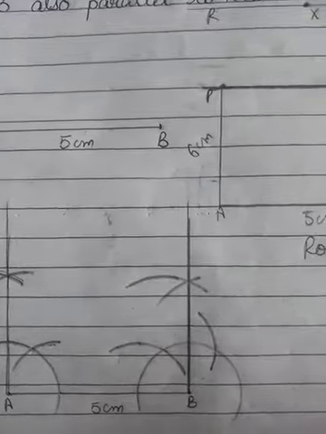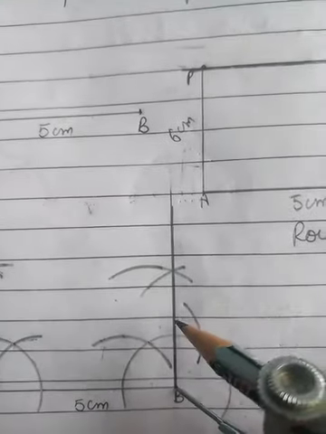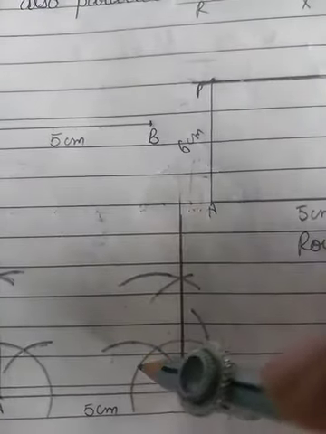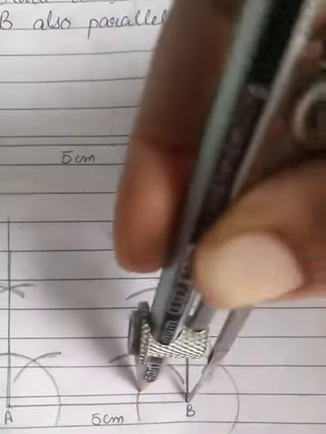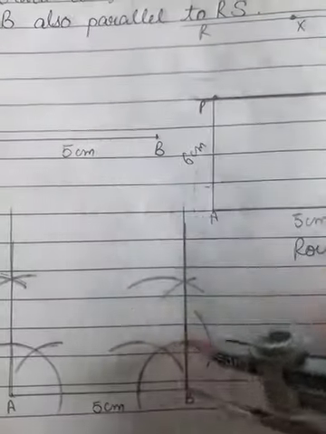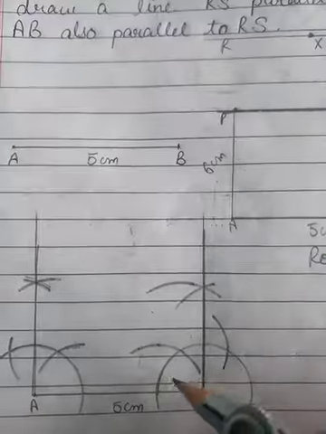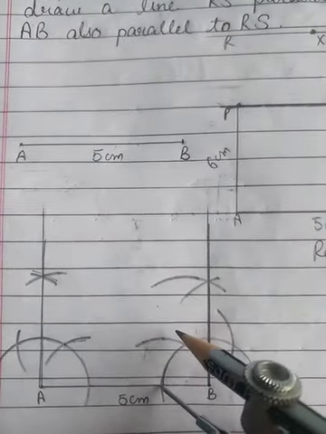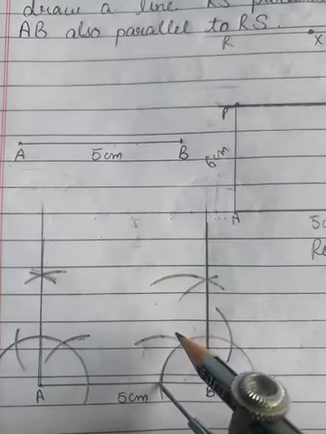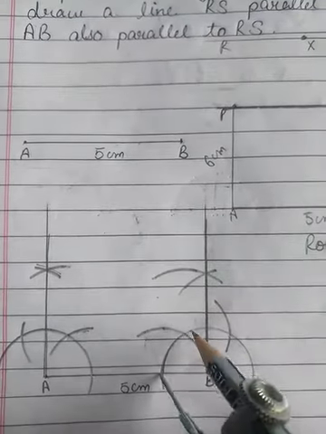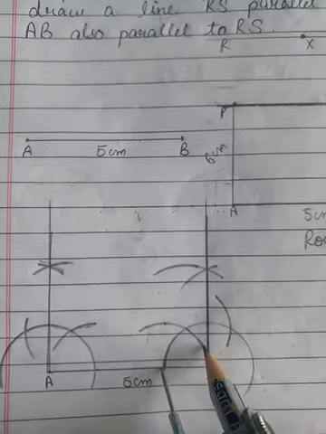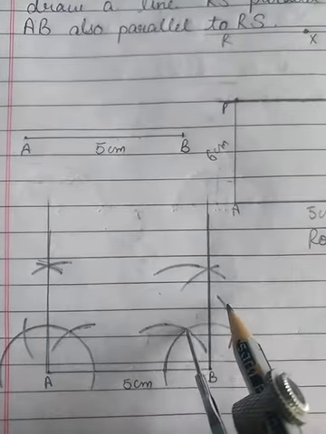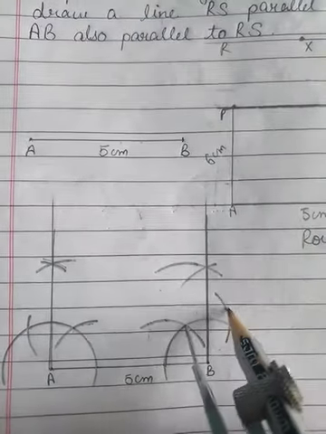Same steps we will follow for point B also. On point B also, for making one more 90 degree angle over here, we will draw an arc like this. Then from more than half of this distance, by extending it a little bit, we will draw another arc which will intersect our first arc. Then from this point one more arc we will draw.